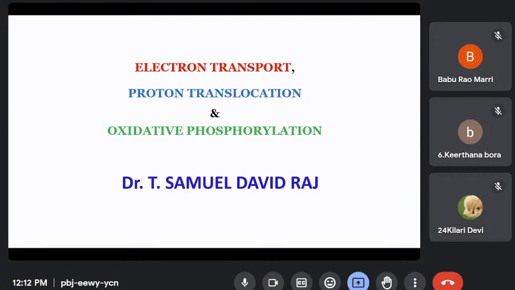What are the other components of this complex? Components of complex 1.